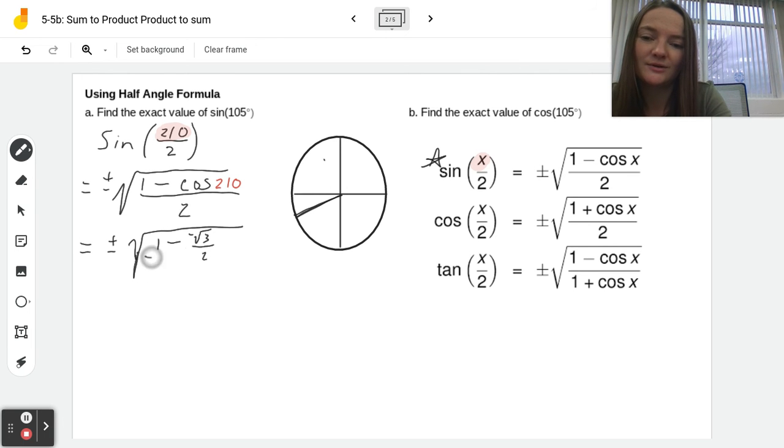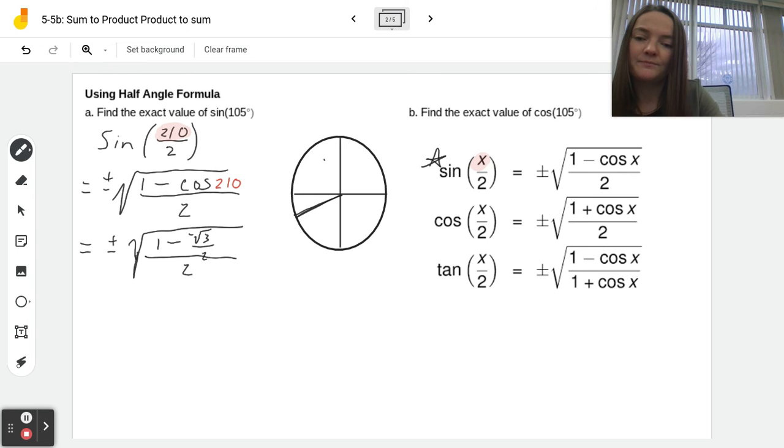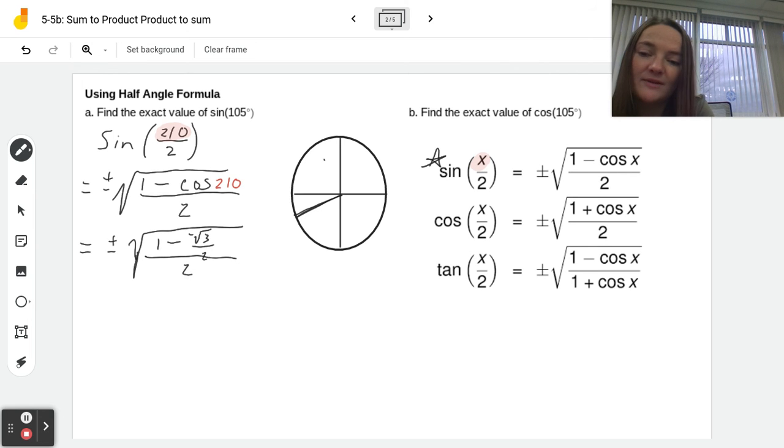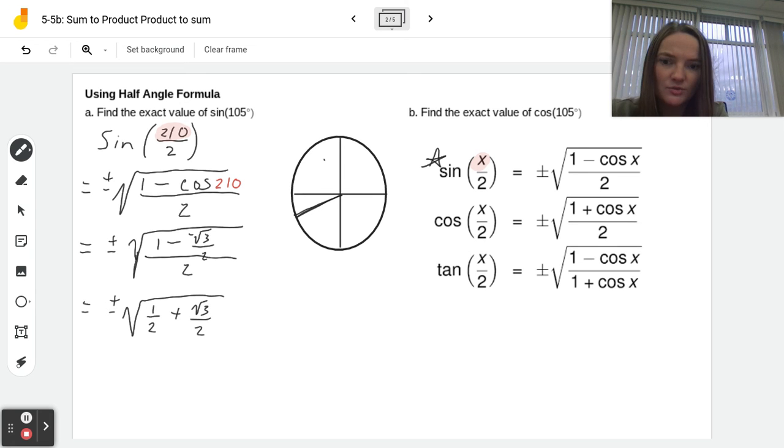So let me make that square root a little bit better. All right, so let's go ahead and see if we can simplify this because that's really all we have to do at this point. We're going to say plus or minus the square root of, this is the same thing as me saying 1 over 2 minus, technically that's plus, radical 3 over 2. And if I say radical 3 over 2 divided by 2, that's the same thing as radical 3 over 2 times the reciprocal, which is times 1 over 2.